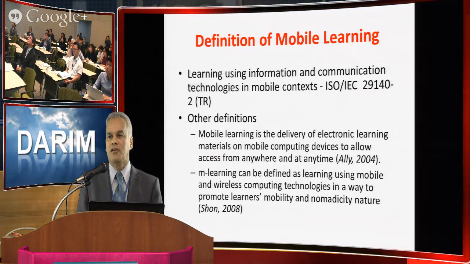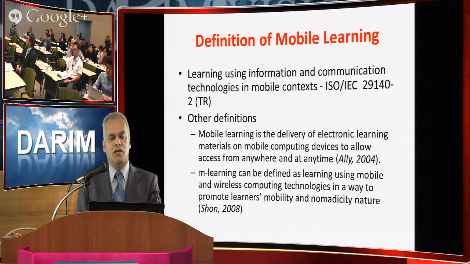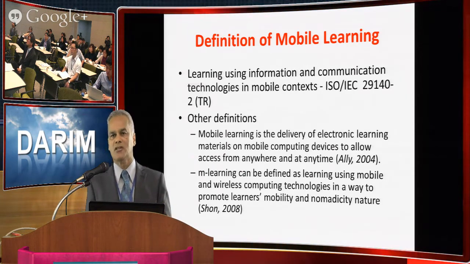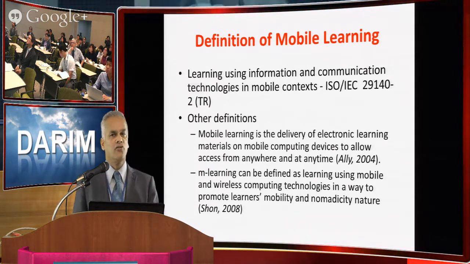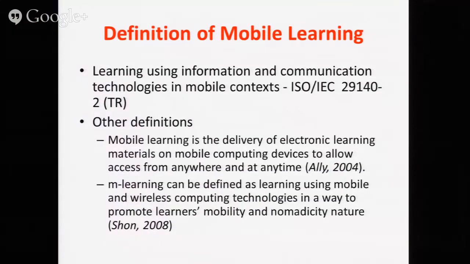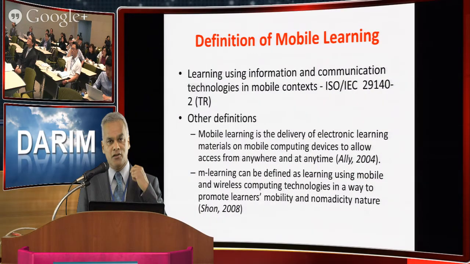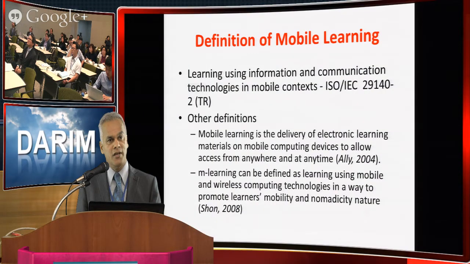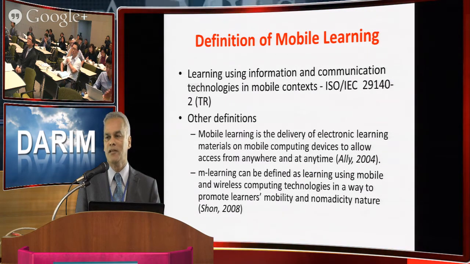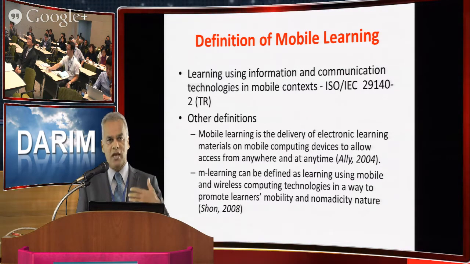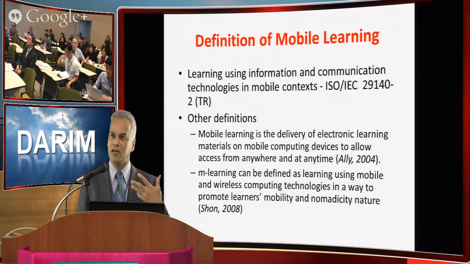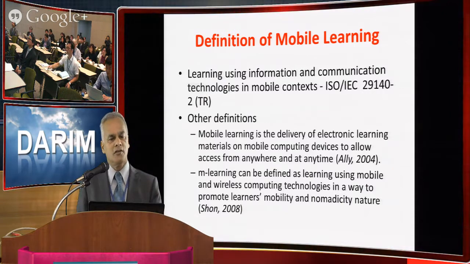I started research in mobile learning way back in 2004, and I came up with a definition which is still valid today: delivery of electronic materials using mobile technology so people can learn anywhere, anytime. My good colleague from South Korea, Jin Sean, came up with a definition in 2008: learning using mobile and wireless computer technology in a way to promote learners' mobility and nomadicity. So the learner is mobile, and they learn as they move around with the technology. Those are two simple, common definitions for mobile learning.